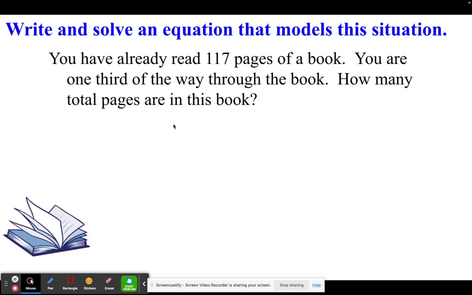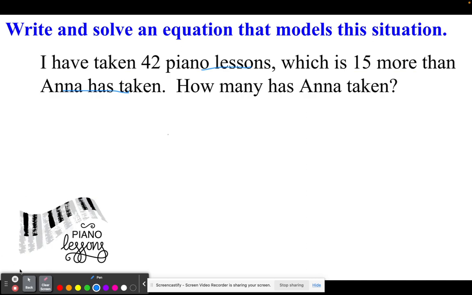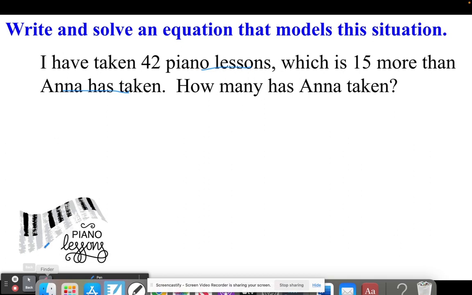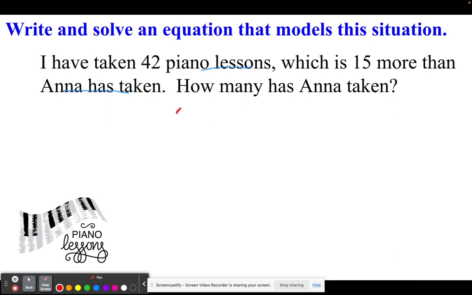Okay. Now let's do a word problem because we need to do word problems. You've already read 117 pages in a book. You're 1/3 of the way through the book. How many pages are in the book? Well, what we know then is we've read 1/3 of the total pages.